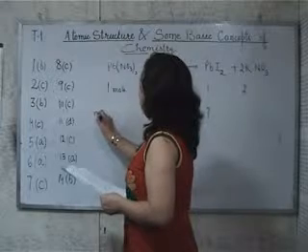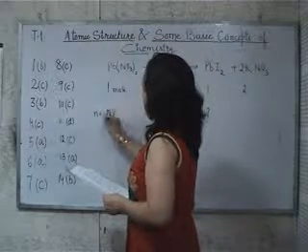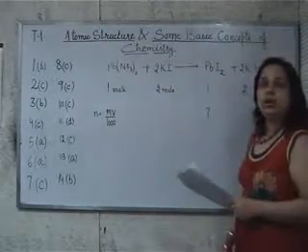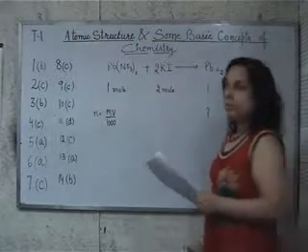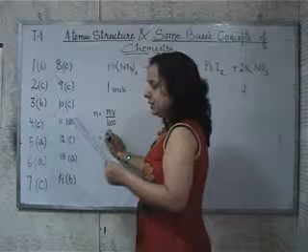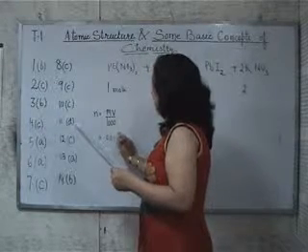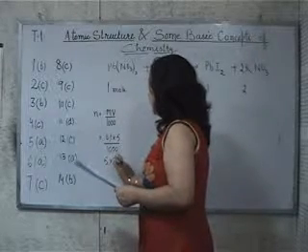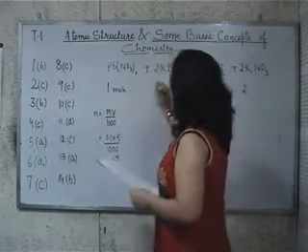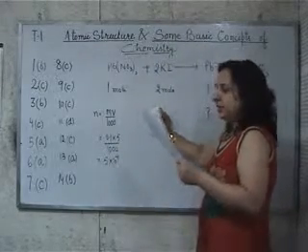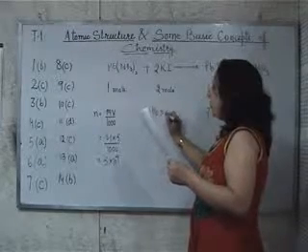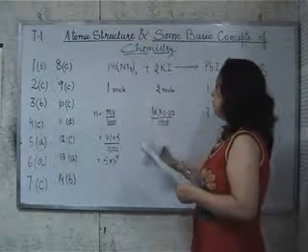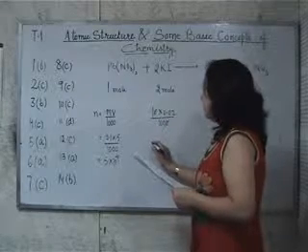Number of moles of Pb(NO3)2 is M times V by 1000. It's a very important formula for number of moles: molarity into volume by 1000, since volume is in milliliters. The molarity of lead nitrate is given as 0.1. Volume is 5 upon 1000. It comes out to be 5 into 10 raised to power minus 4. Number of moles of KI comes out to be 10 into 0.02 molar divided by 1000, which is 2 into 10 raised to power minus 4.